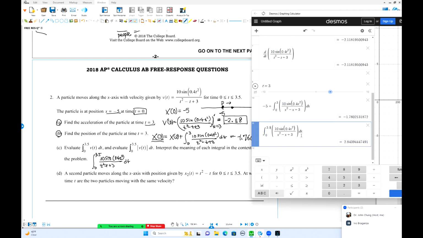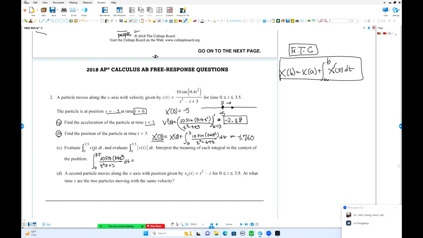So, the integral of velocity between 0 and 3.5 is the change in position, right? That is how much? 2.844, okay? 2.844. This value is the change in position. The integral from 0 to 3.5 gives the change in position between 0 and 3.5, that equals 2.844. Yeah, 2.844. What about this one?